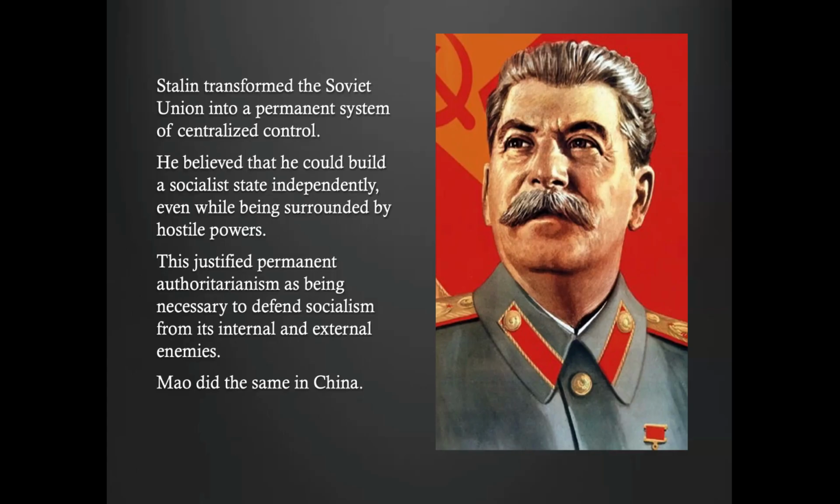who would oppose him. So Stalin transforms the Soviet Union into a permanent system of centralized control. Socialism in one country, it's called. Stalin believed he could build a socialist state independently, even while being surrounded by hostile powers. And of course, the existence of those hostile powers justifies almost any political measure as self-defense, right? This justified permanent authoritarianism as being necessary to defend socialism from its internal and external enemies.